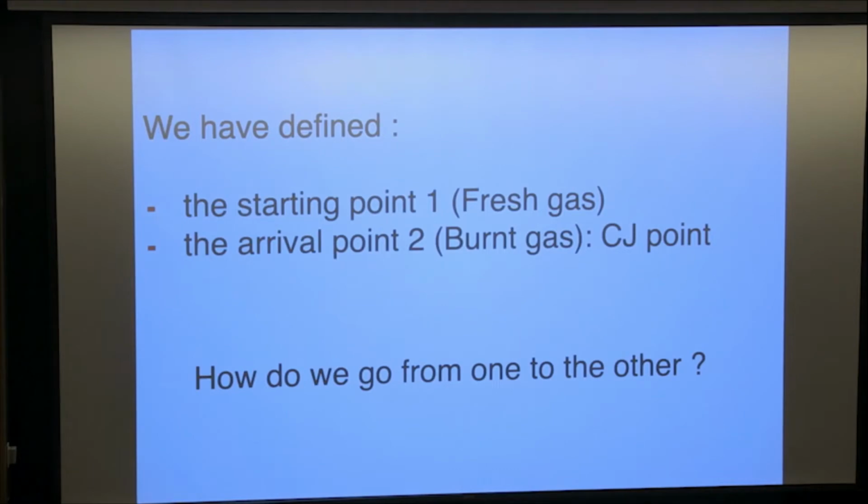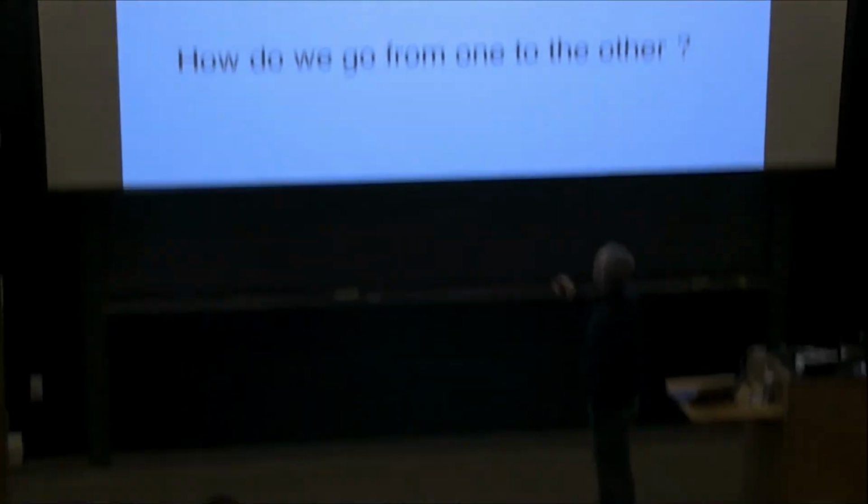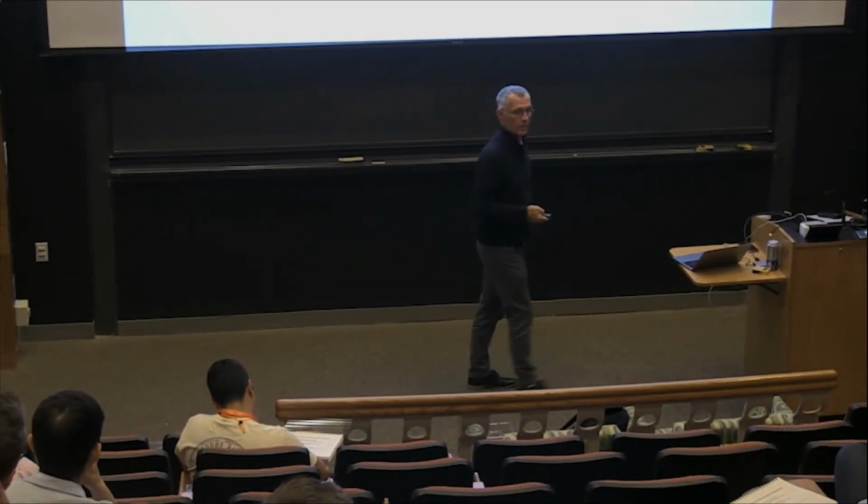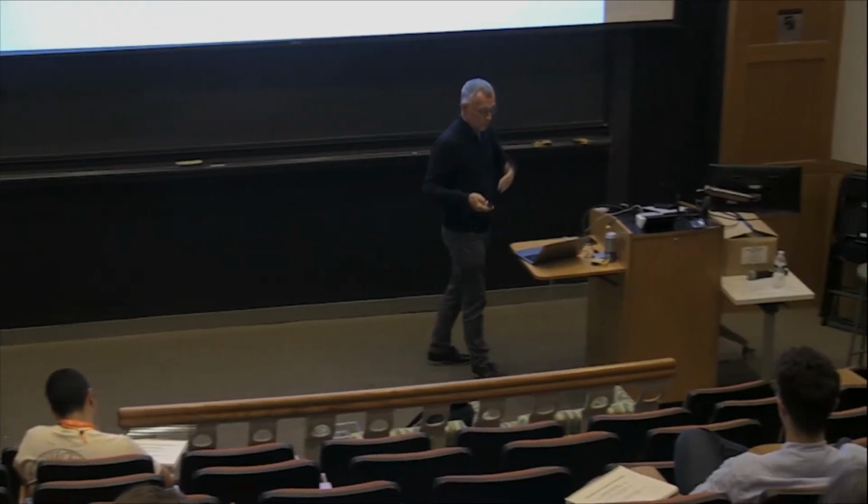So now we have defined the starting point. That's the fresh gases. That's the place where the detonation will arrive. And the arrival point, which must be the CJ point. An interesting question is, how do you go from one to the other point? In other words, how do you go through the detonation?